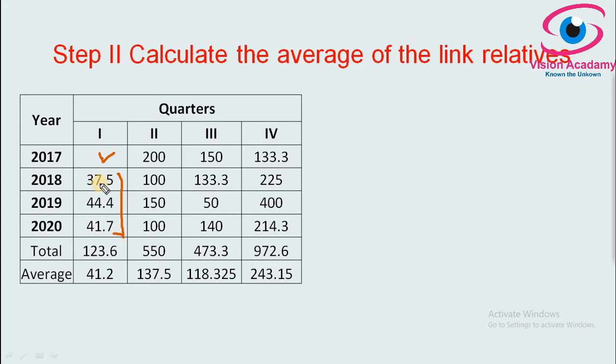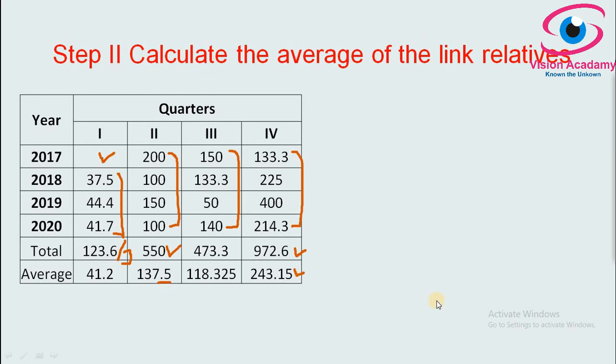So 37.5, 44.4, 41.7, the total is 123.6 divided by 3 observations. The average of the first quarter is 41.2. For the second quarter, the total of 4 elements is 550 divided by 4, which is 137.5. For the third quarter, the total of 4 observations is 470.3 divided by 4, which is 118.325. For the fourth quarter, the total of 4 observations is 972.6 divided by 4, which is 243.5.